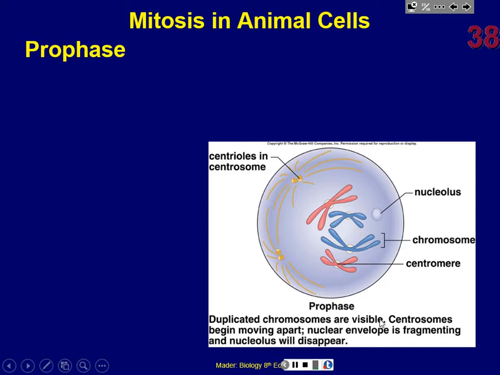Okay, so we're going into prophase, which means that the cell just came out of G2, right? So we've got replicated condensed chromosomes now, right? Okay, so my chromatin has condensed. We just came out of G2.